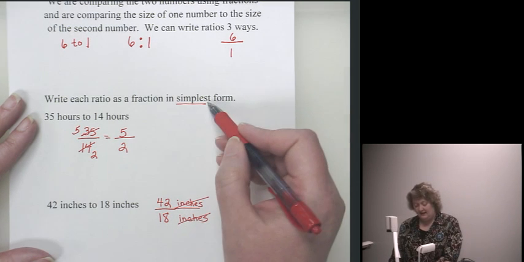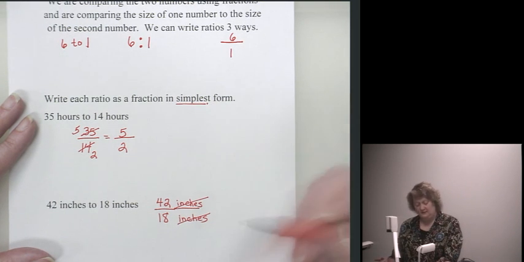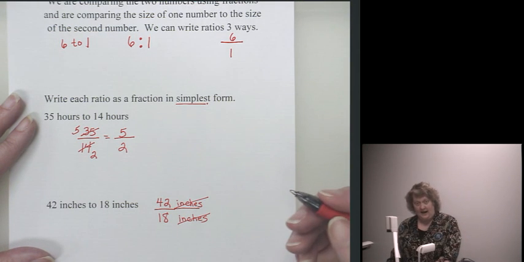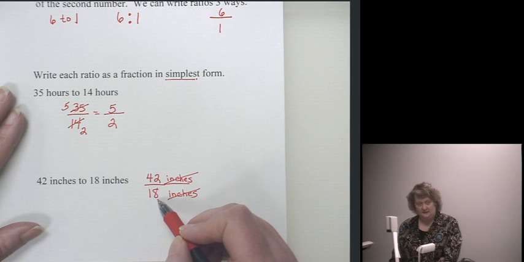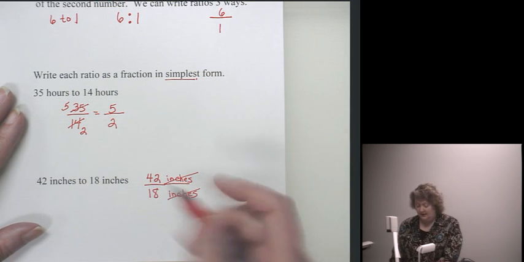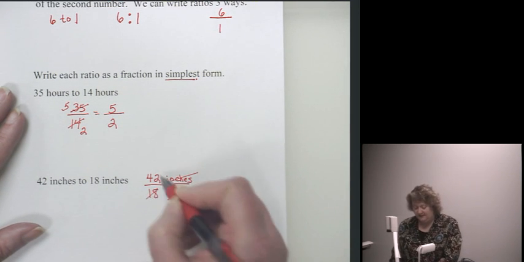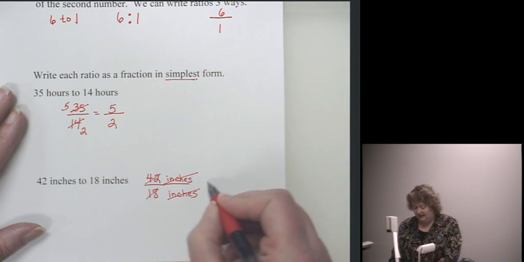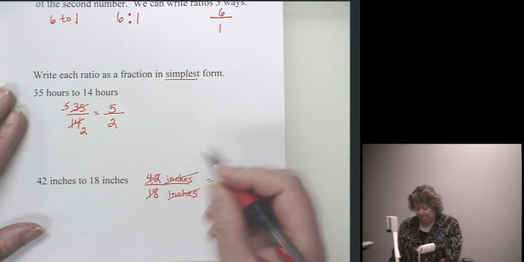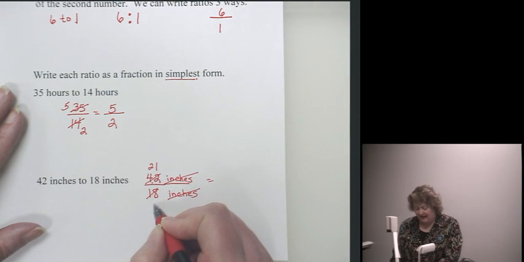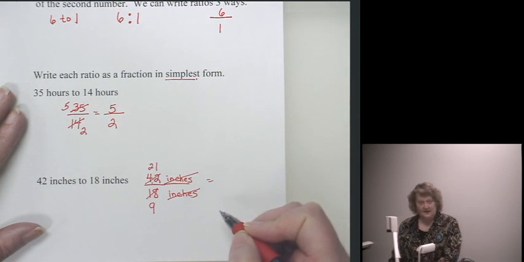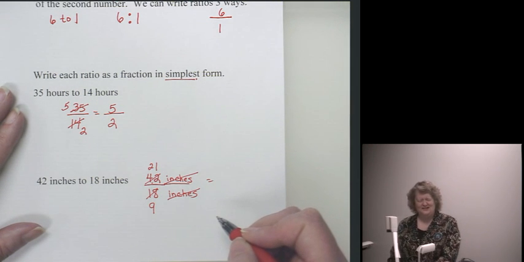And we want to write it in simplest form, which means we need to reduce. As you're looking at this, you may see the largest number that goes into both, or you may not. In this case, let's divide both of these by 2 first and get 2 goes into 42 21 times, 2 goes into 18 9 times. You don't always have to see the largest number that'll go into it, just that you see a number that'll go into both of them.